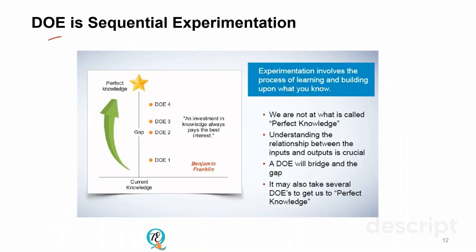DOE is actually sequential experiments which require rigor, discipline, skill, and also good statistical software to analyze the results. You will need to have a clear objective on what you want to achieve, a good data collection infrastructure to ensure that the data collected is reliable and correct, and also powerful statistical analysis software.